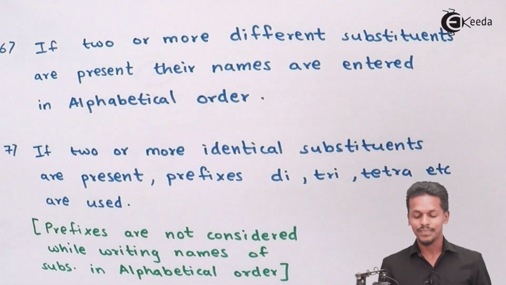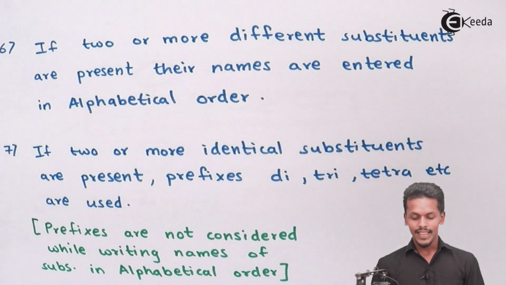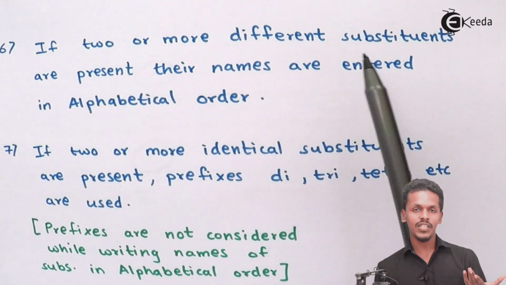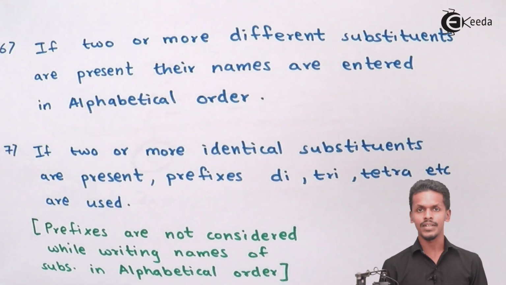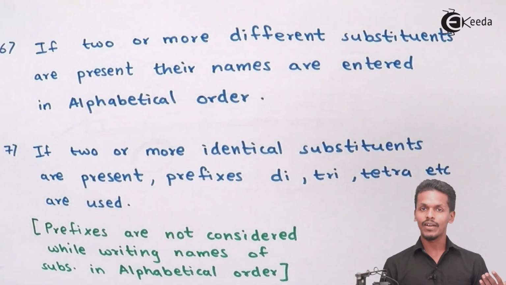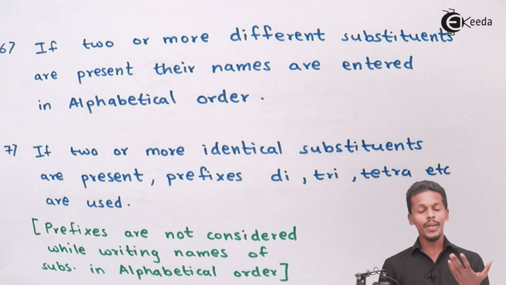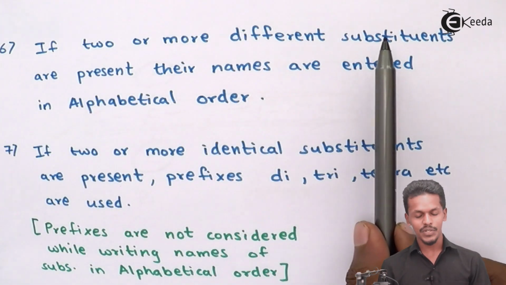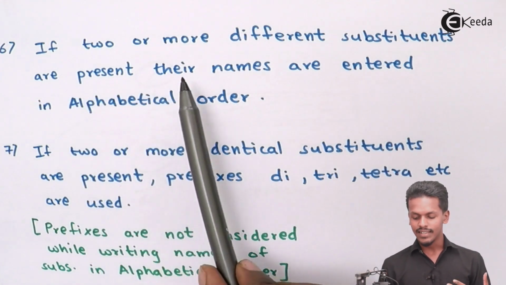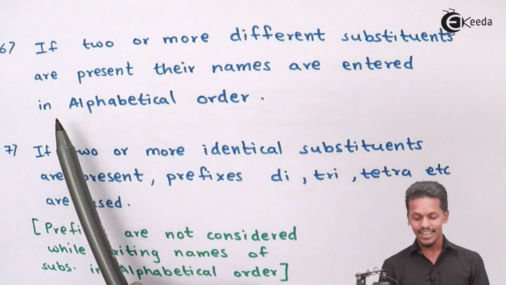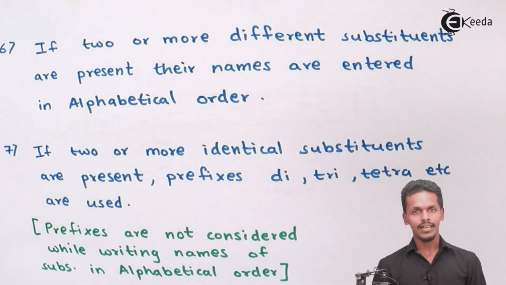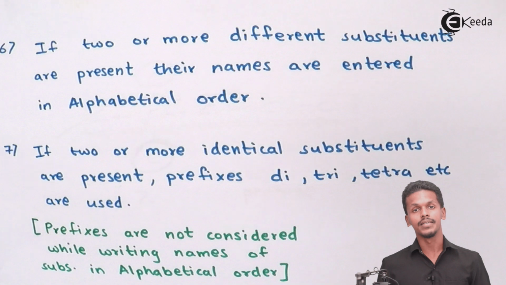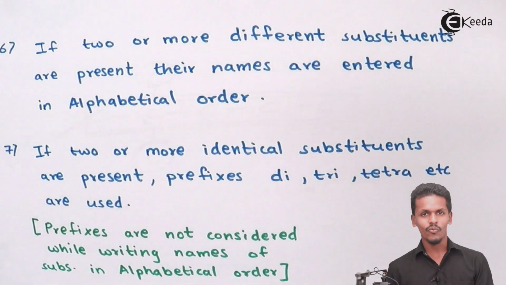rule number 6. And what does rule number 6 say? That if 2 or more different substituents are present, in the earlier example that I represented, the one which had the same number of carbon atoms, that is the methyl group attached to the second carbon atom. So what happens if 2 or more different substituents are present? Their names are entered in alphabetical order.